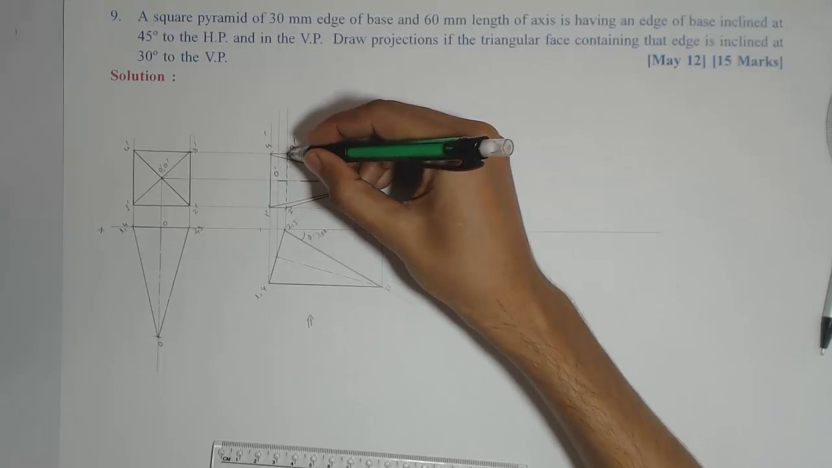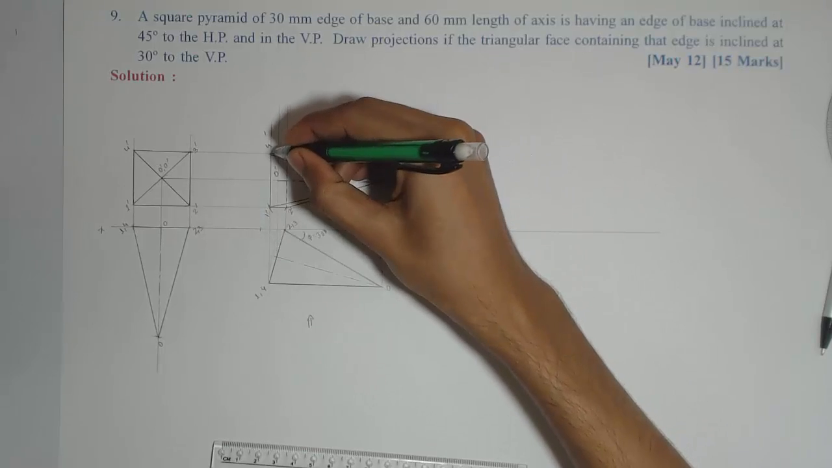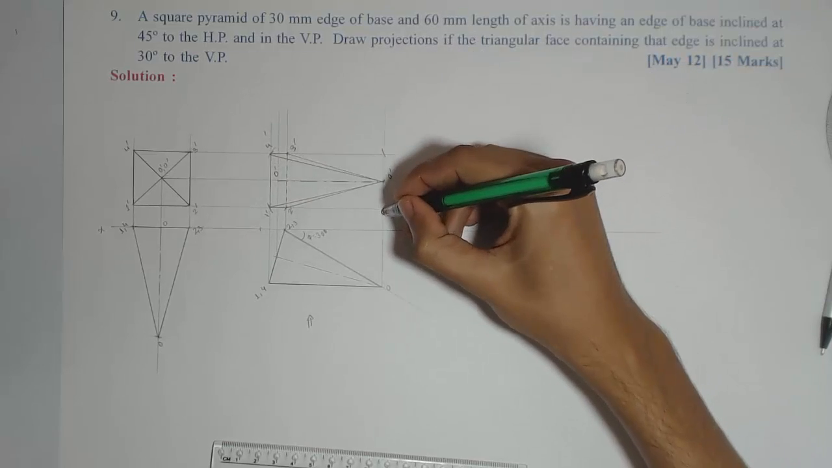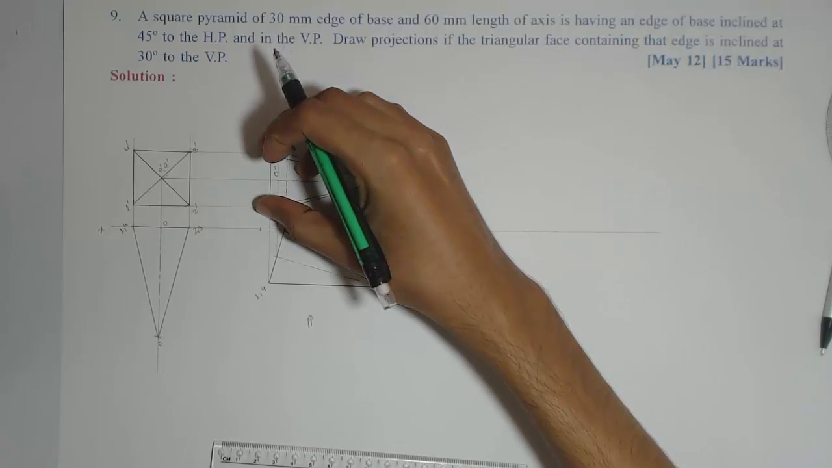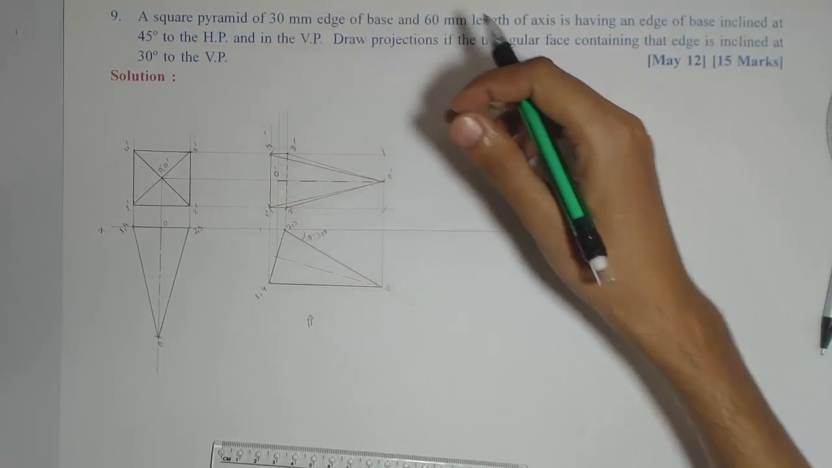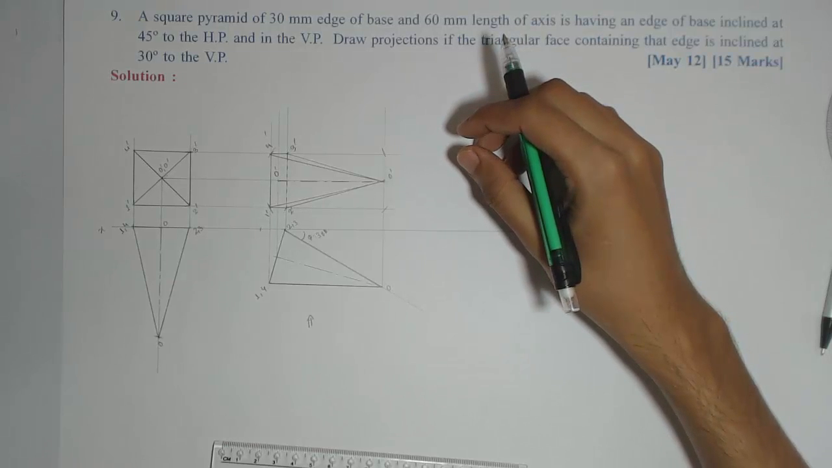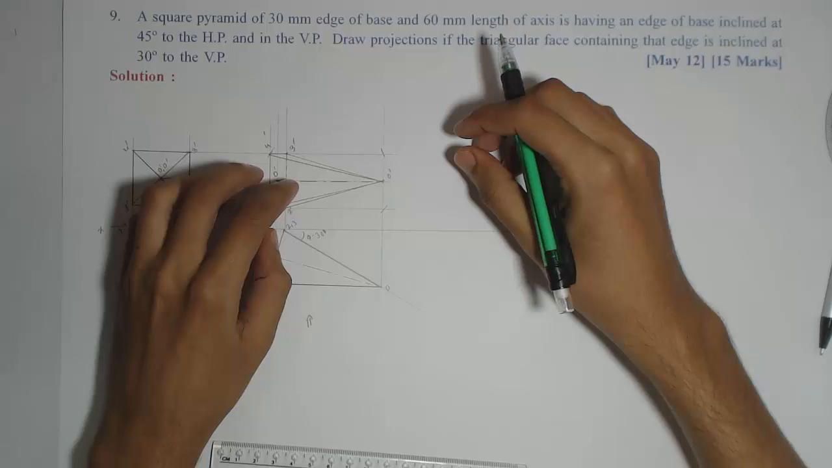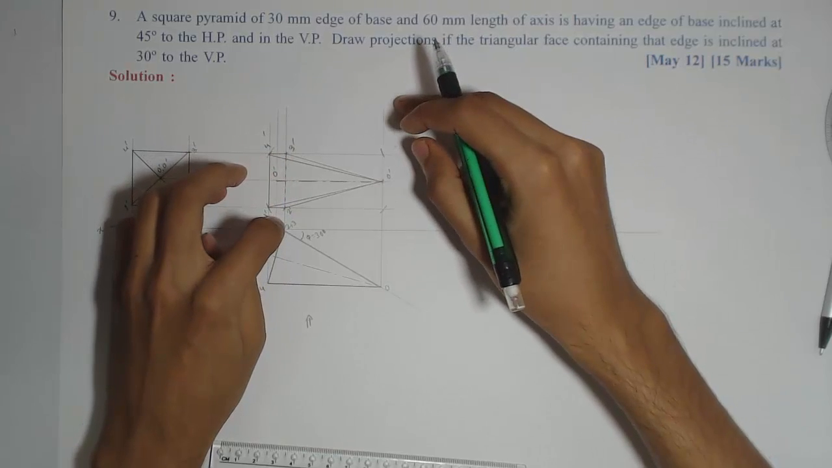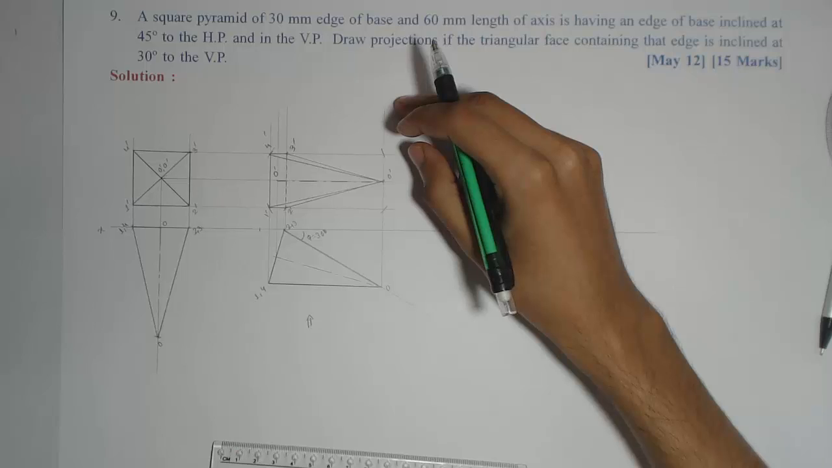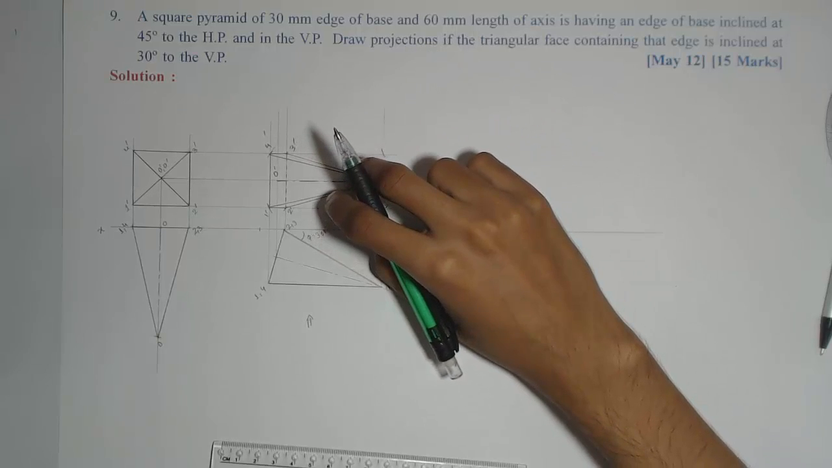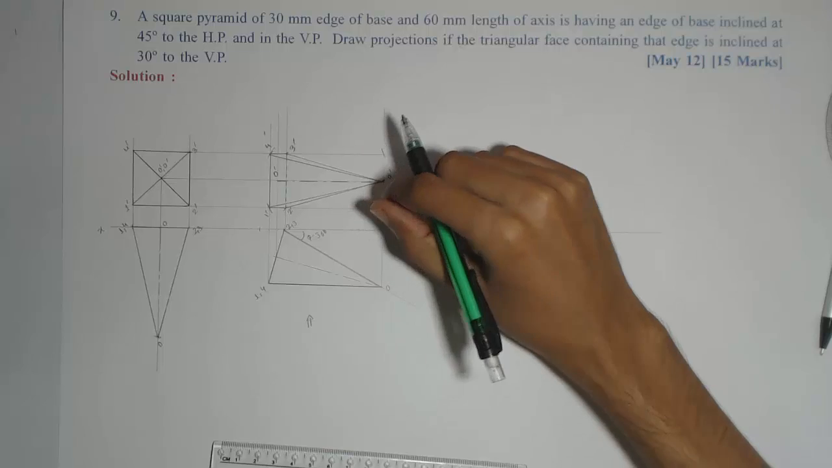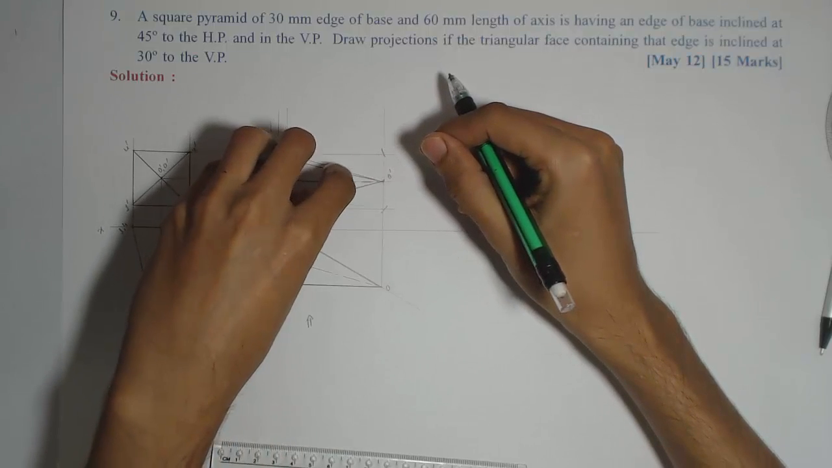But for that, instead of directly marking this, I'll first mark the rectangle. Since this is inclined at 45 degrees, 1 dash 4 dash should also be inclined at 45 degrees. So we will start with the boundary of the rectangle. Now the next question is how to tilt. I can tilt like this or like this, clockwise or anti-clockwise. But for that we need to check if anything is given about the apex, whether it is nearer to the observer or away from the observer. Nothing is mentioned, so I can take any case. We will tilt in the anti-clockwise direction.